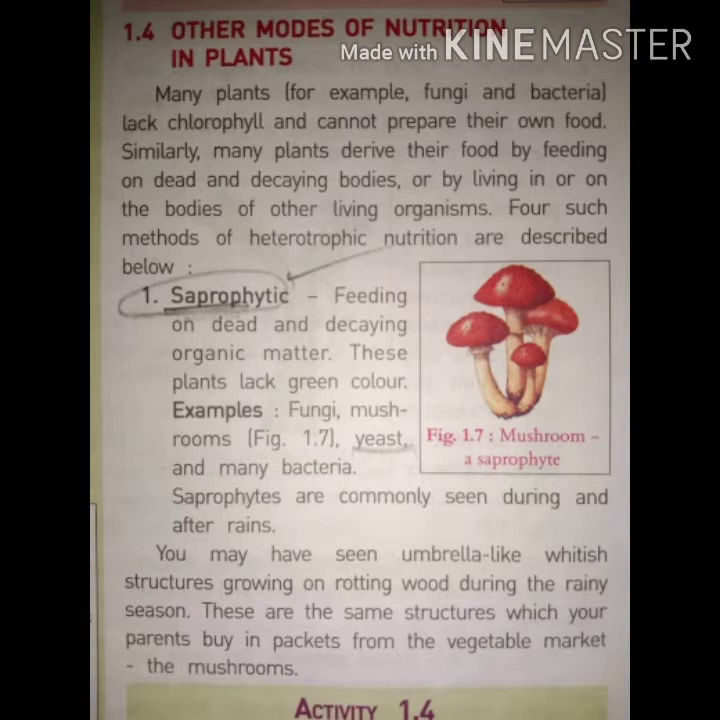Now we have to discuss other modes of nutrition in plants. We have discussed mainly two kinds of nutrition: one is autotrophic and another is heterotrophic. Now we have to discuss some more kinds of nutrition. One more kind is saprophytic. Saprophytic means some animals or plants take their nutrition from dead and decaying substances. Such nutrition is known as saprophytic nutrition.